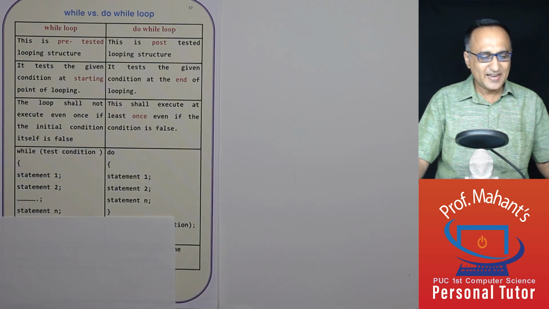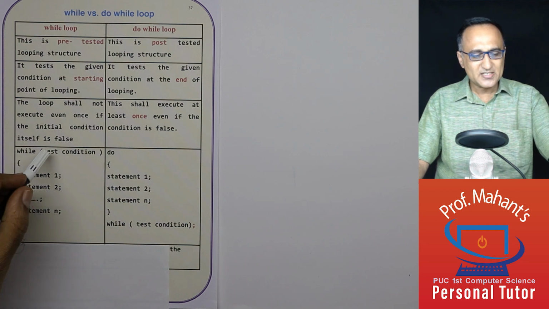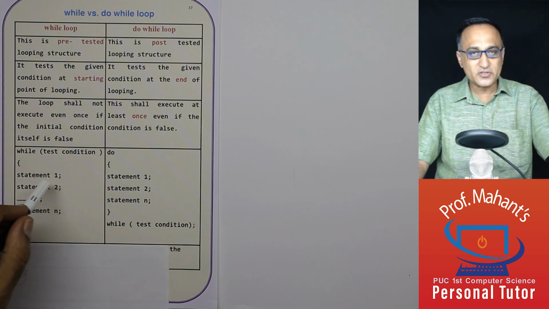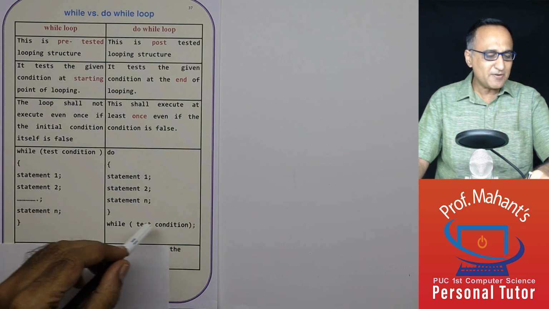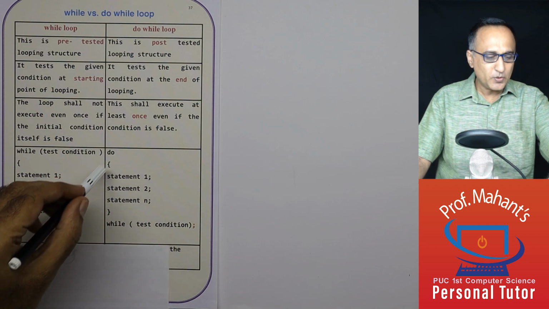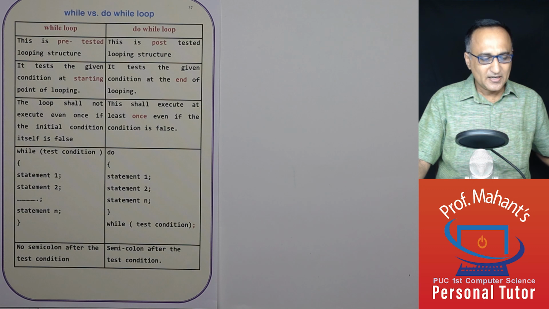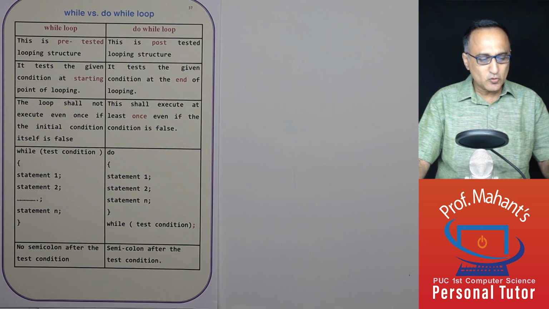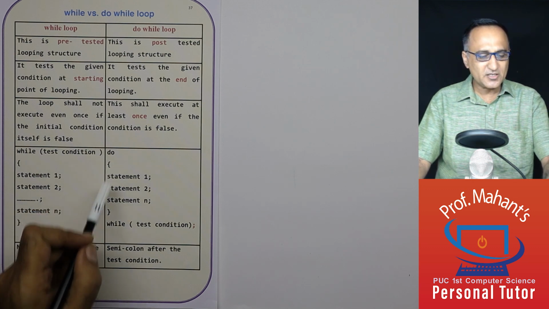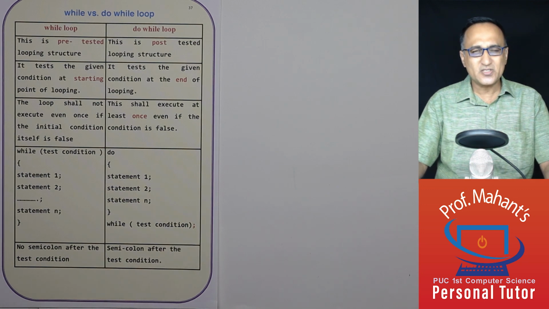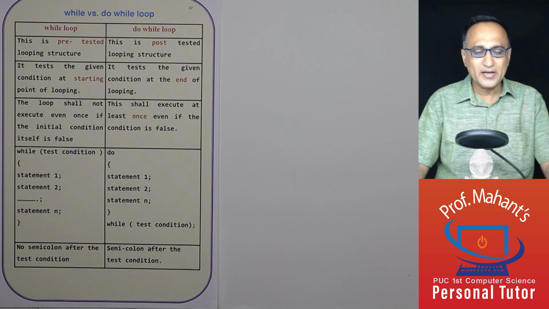This is the syntax of the while and do while loop. Here if you see, the test condition is at the top. So if it is false, it will not enter into this block of statements even once. This may be false, but it will do this block at least once. Finally, in the while loop, there is no semicolon after the test condition. In the do while loop, there is a semicolon after the test condition. So these are the fundamental differences between a while and a do while loop.